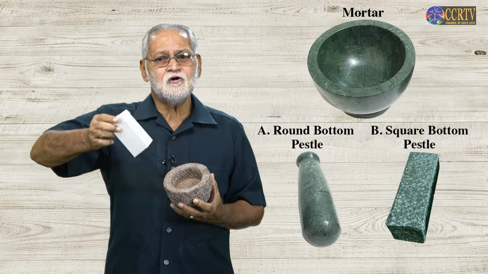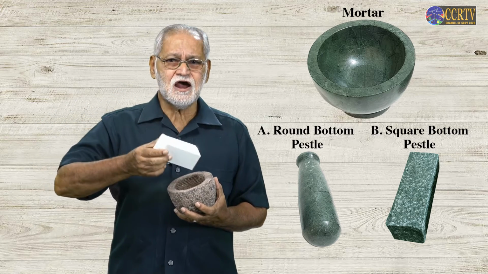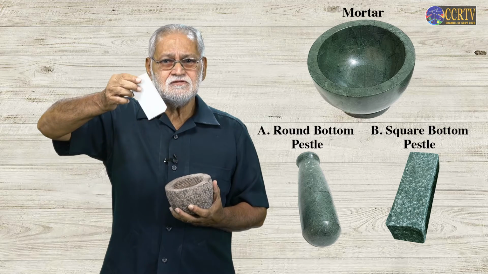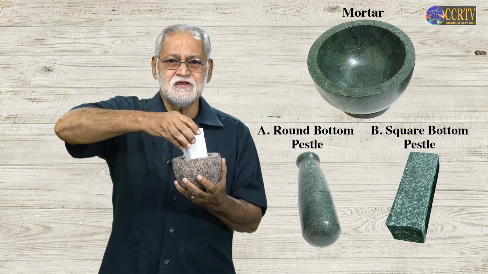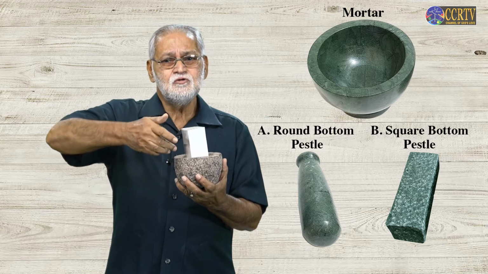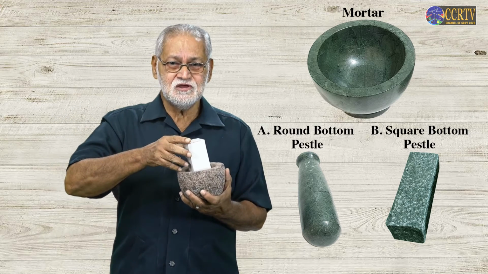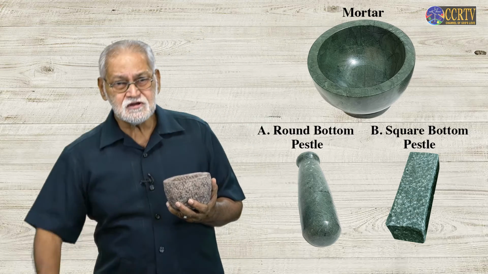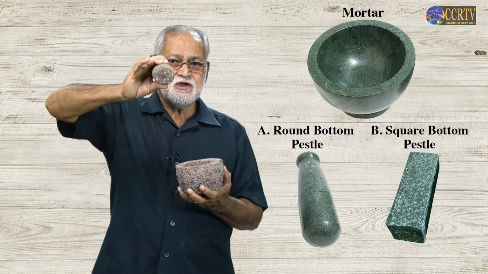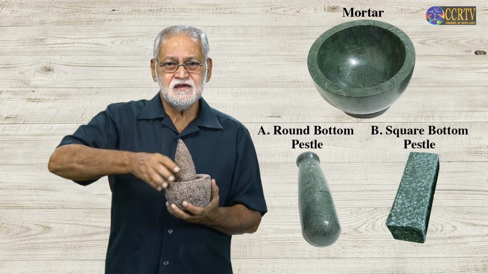And if you are wanting to mash up some ginger, some garlic, this square pestle doesn't fit properly, and you will not get the adequate masala that you want. So you will need to use a round pestle, see the shape, in a round mortar.